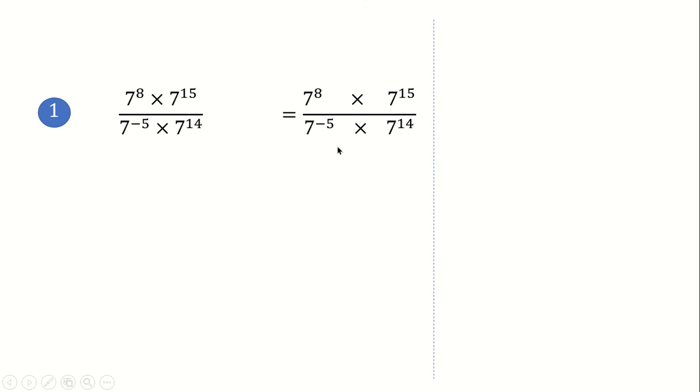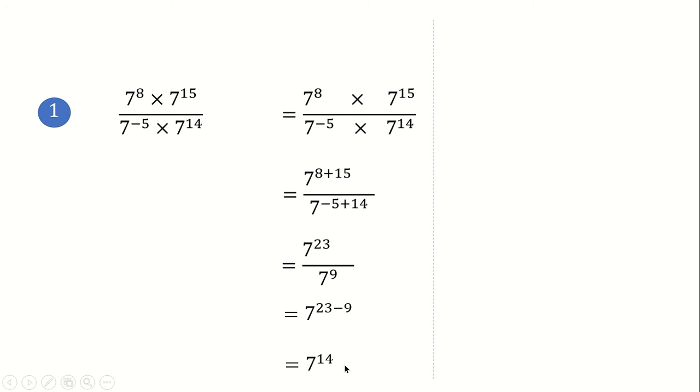Using property 1, we are going to get 7 to the power of 8 plus 15. Okay? And using still property 1, we will get 7 to the power of negative 5 plus 14. We know that 8 plus 15 is 23 and negative 5 plus 14 is 9. Now, let us use property 2 of exponents, so that we get 7 to the power of 23 minus 9, and we get our answer as 7 to the power of 14. So, I believe that you can see how we can use property 1 and property 2 together in one problem. Okay? We move on with part 2.